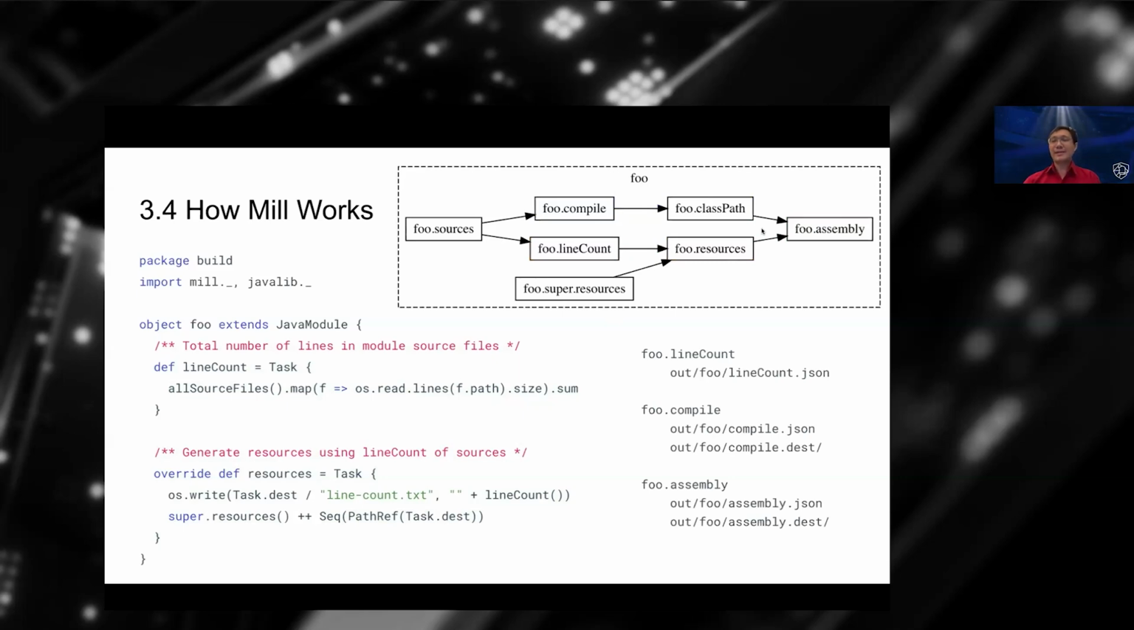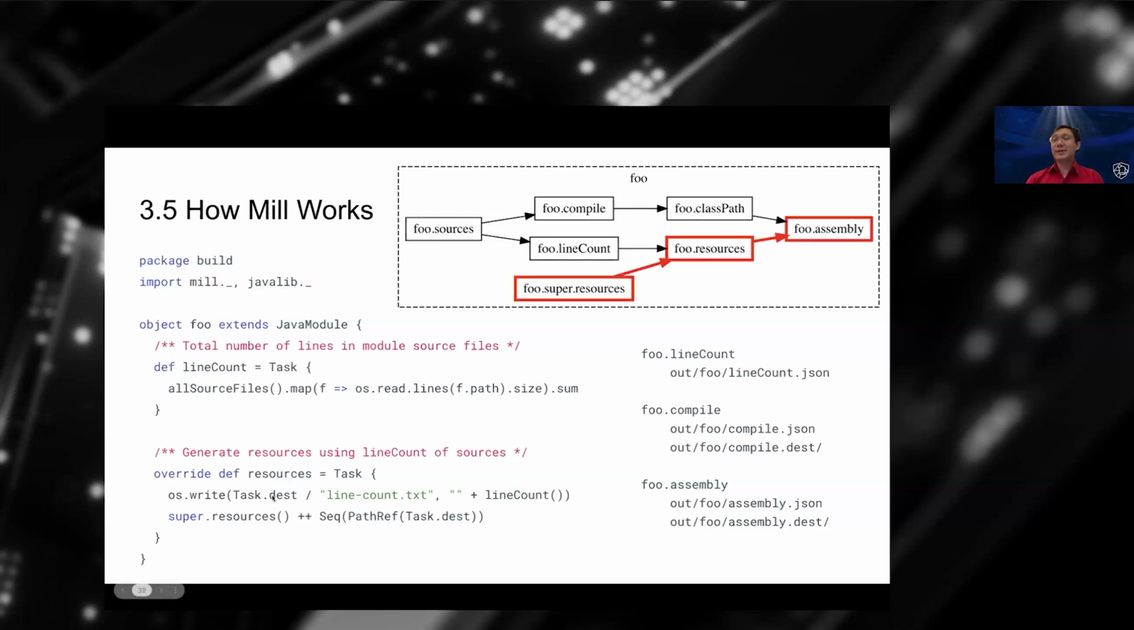Mill helps automatically cache all your task outputs to disk. So Mill, for example, knows foo.line count has a name foo.line count. So you can say, I'm going to cache it in out/foo/line count.json using the uPickle library. Similarly, foo.compile gets cached in out/foo/compile.json with files being put in out/foo/compile.dest. Similarly for assembly, where the metadata goes to a JSON file and the files go to a dest folder. This is the task.dest folder we saw earlier.